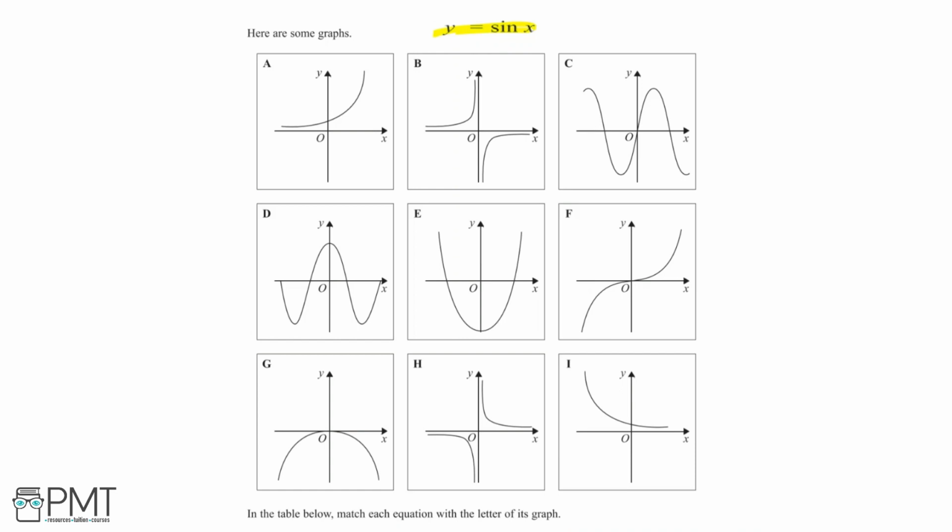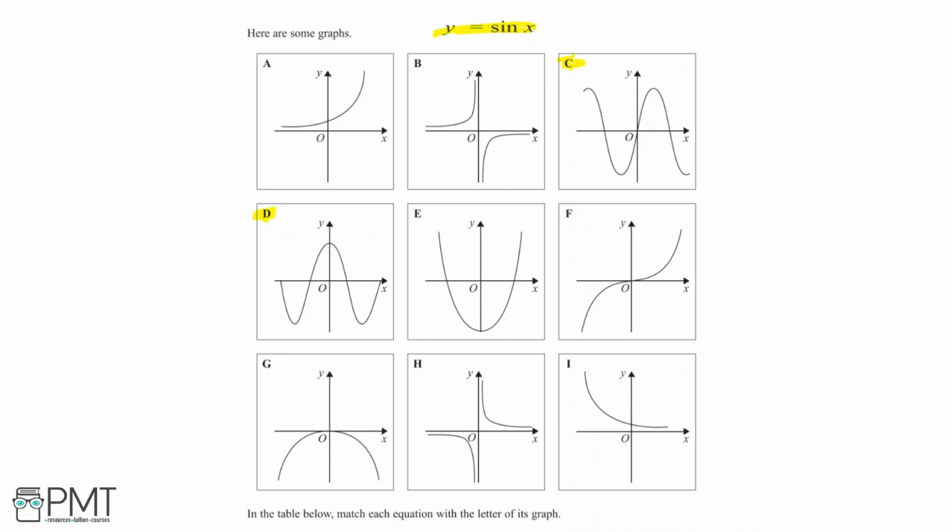And so the graph of sine is a wave-like function. And so we can first start by finding all the graphs that have a wave-like function, and then we can eliminate from there. And so we can see that graph C and graph D have a wave-like function. Now we need to decide which of these is y equals sine x.